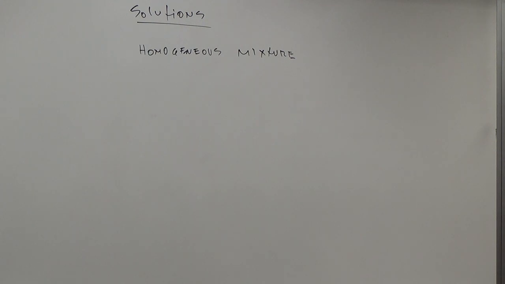So if you get a teaspoon of salt and you add it to a bucket of water, can you see the salt in there? No. That is a homogeneous mixture. It has two substances, salt and water, but you can only see one. And if you put a teaspoon of sugar in a bucket of water, what happens to that sugar? It's dissolved.